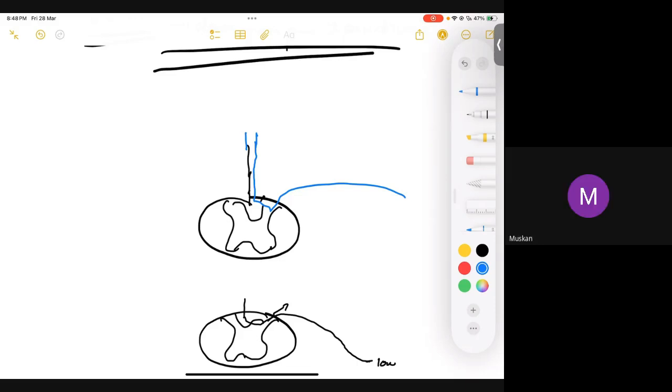Yes, for the lower limb, fasciculus gracilis, you mean? Perfect. Fasciculus gracilis, right? Okay. And the fibers which are carrying your modern sensations from your upper limb are basically known as fasciculus cuneatus, right? Okay, perfect.